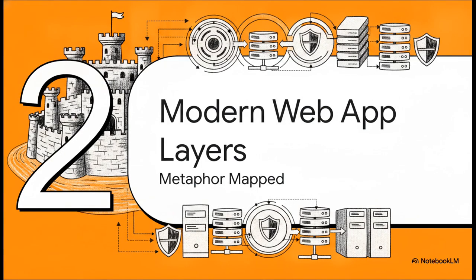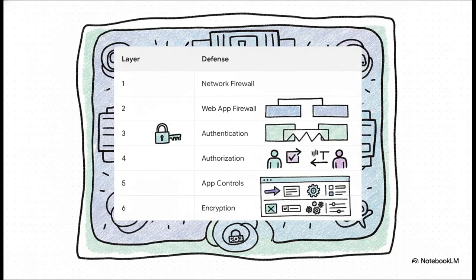Section 2, modern web application layers. So let's take a top-down view of the 6 core layers of a modern web application defense. Starting from the outside, we have the network firewall and DDoS protection. Moving down to the web application firewall, then authentication, authorization, application controls, and finally, encryption at the core. Let's break these down to see exactly how each layer tackles a completely different type of threat.